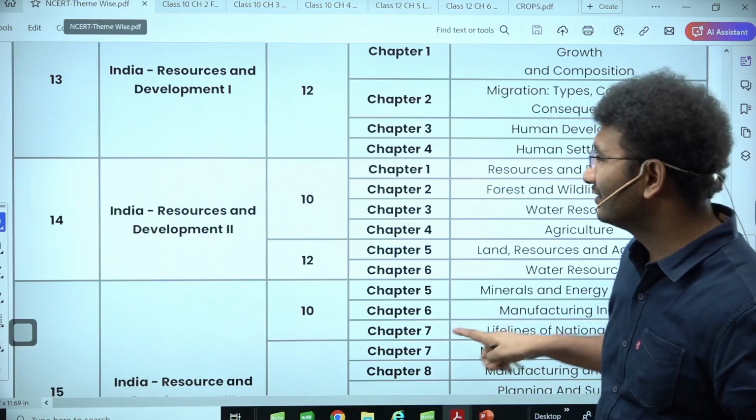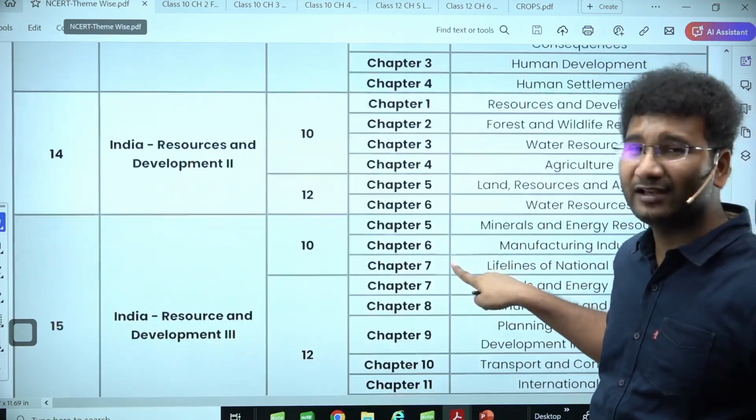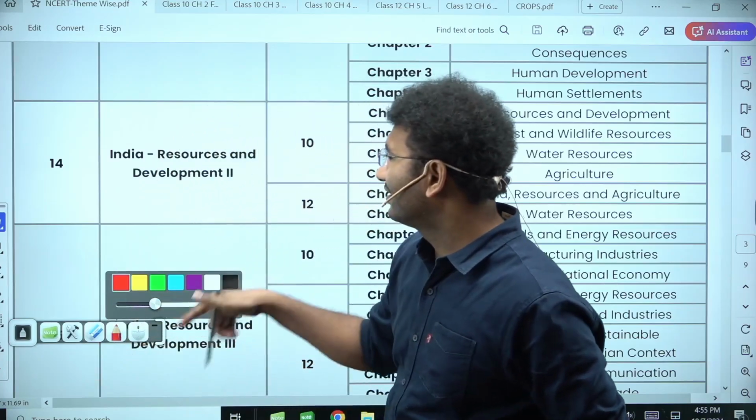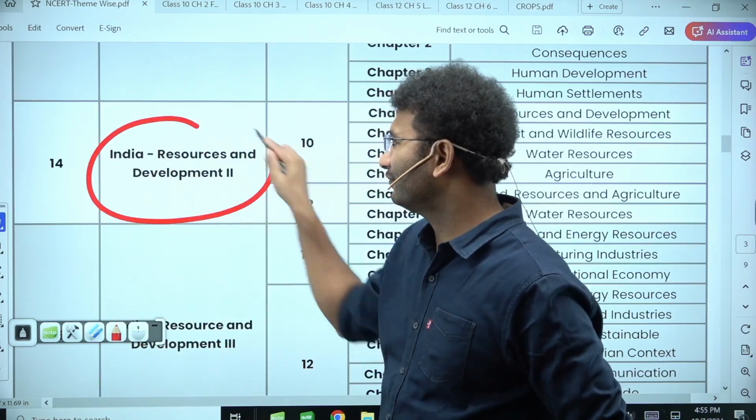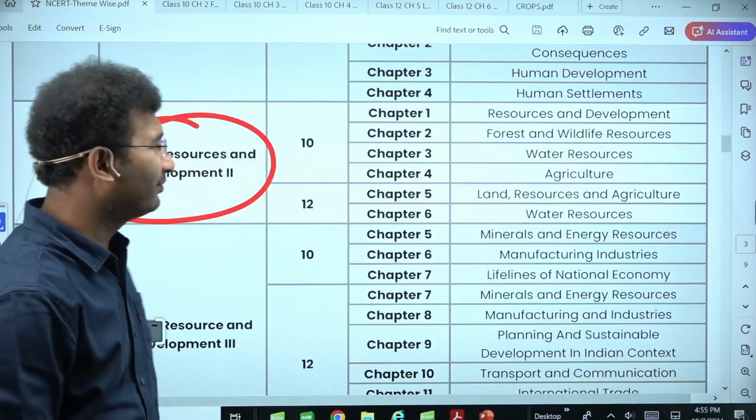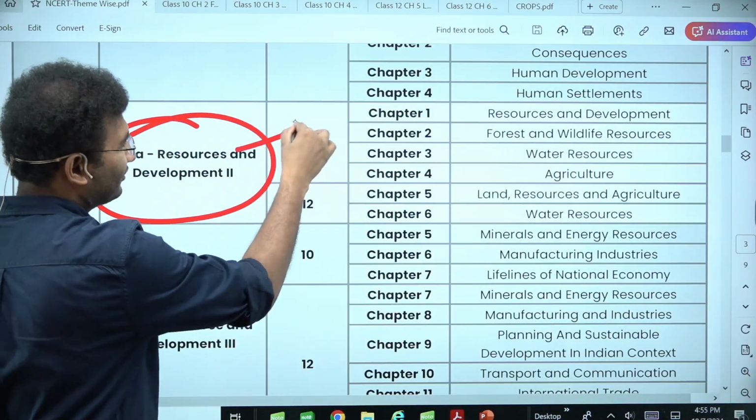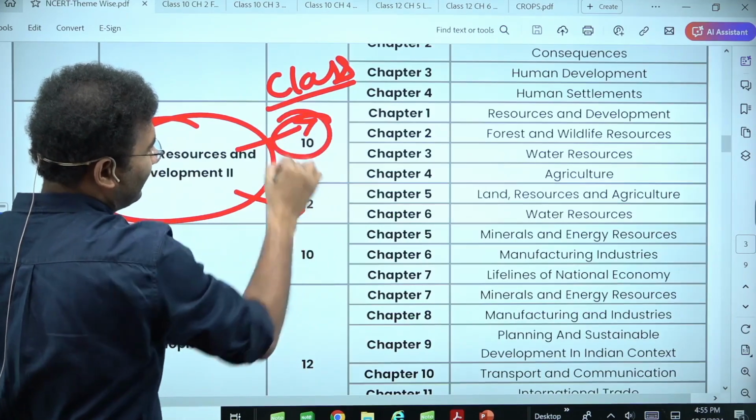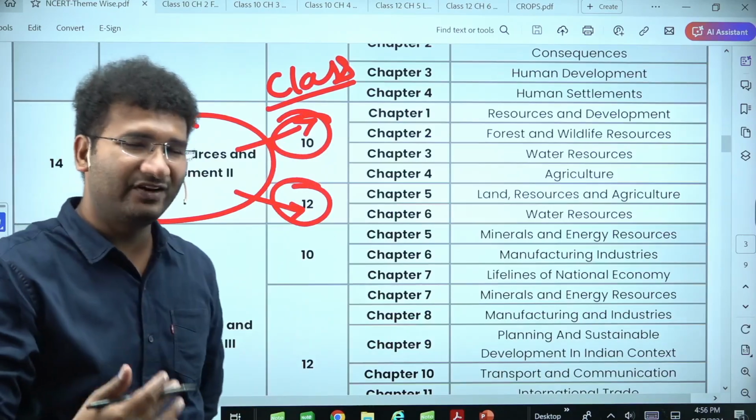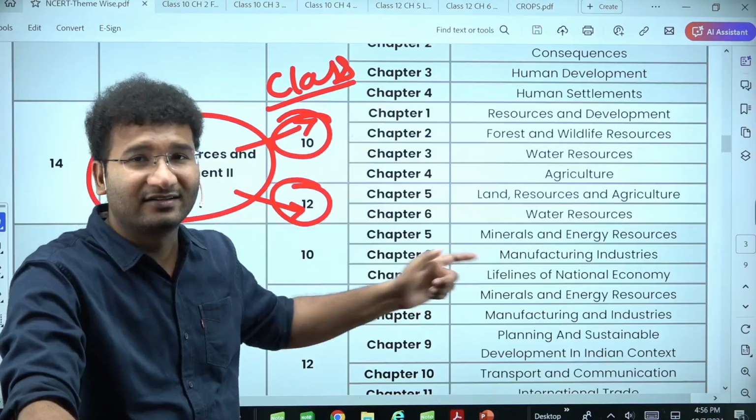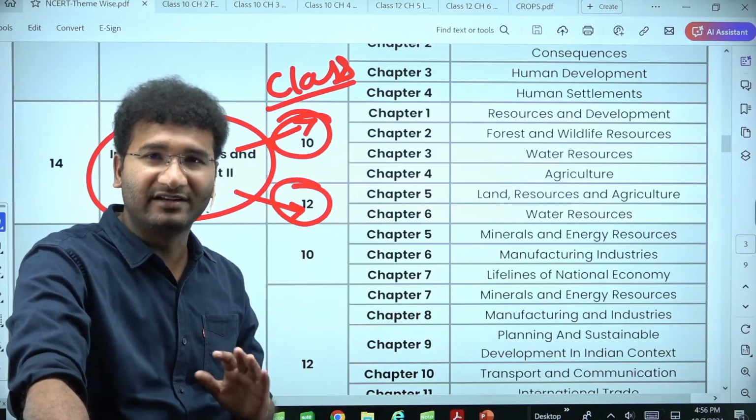So here in this particular theme we shall be going ahead with human geography, that is India: resources and development, right? In this particular theme, we shall be covering some of the basics of the resources which are there in your class 10 and class 12 books. Class 10 and class 12. See, resources we have dealt with in great detail, but now these resources which are listed here, we shall be covering with respect to India.